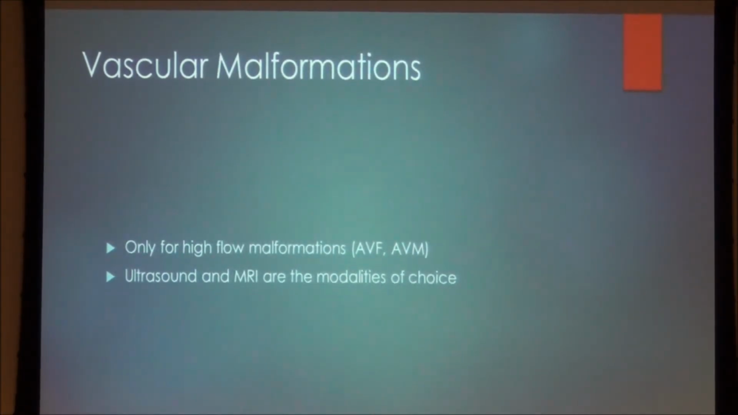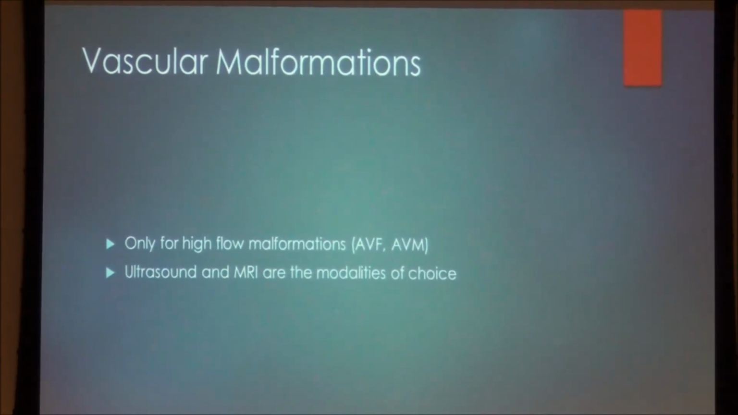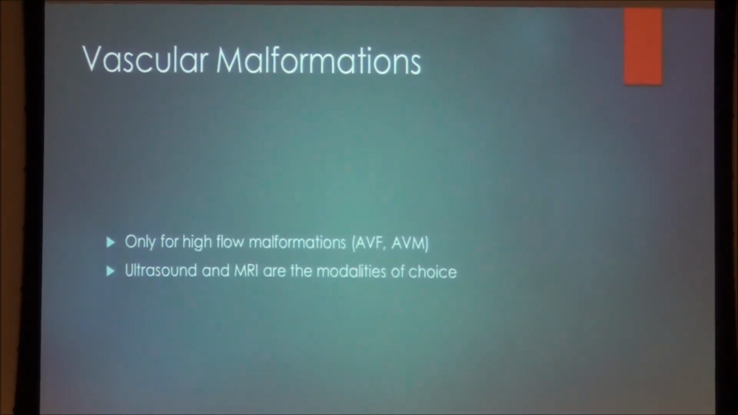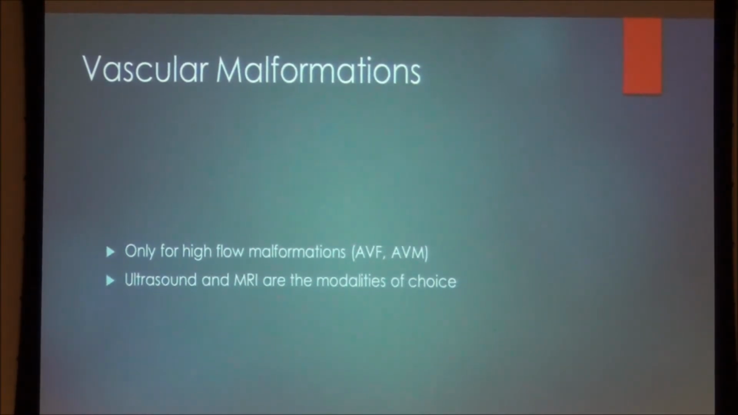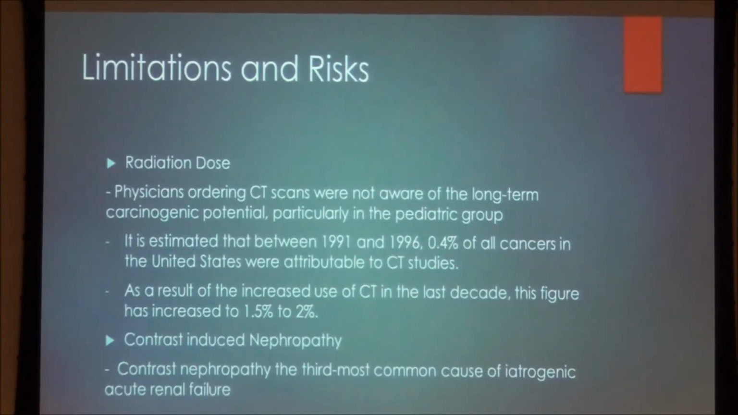CTA is good to detect vascular malformation only if they are high flow, because the low flow, you can't see any low flow malformation unless you do a catheter angiogram or venogram. For these malformations, for low velocity malformations, ultrasound and MRI are the modalities of choice.